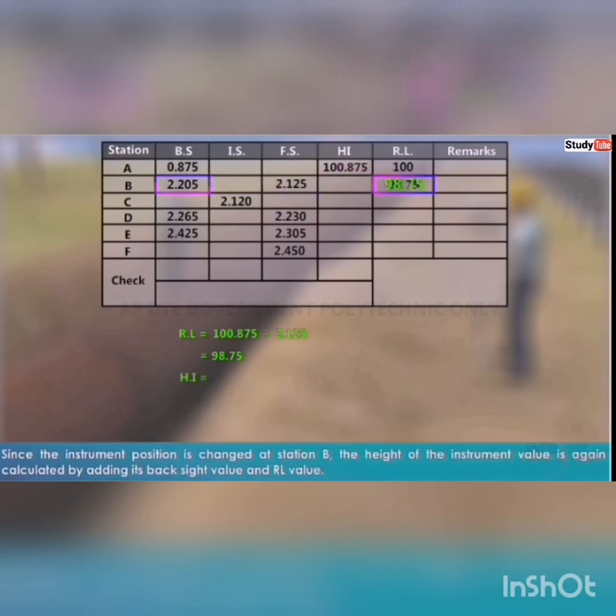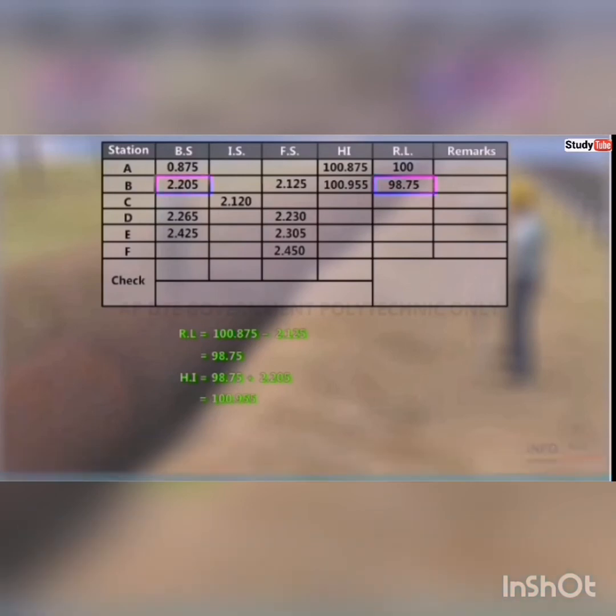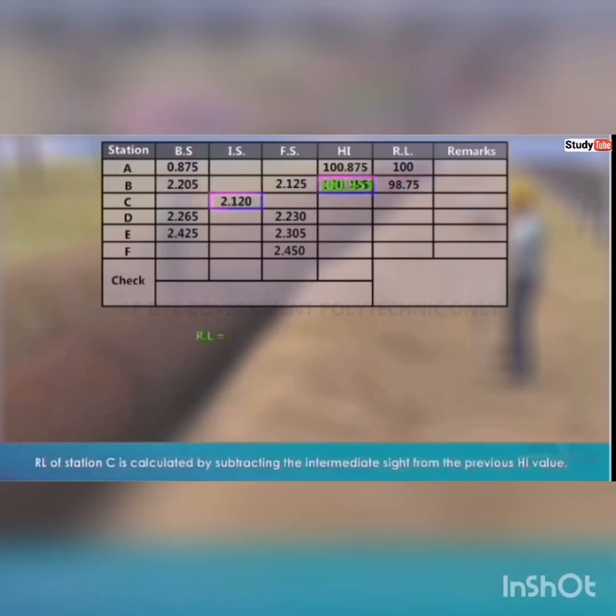Since the instrument position is changed at station B, the height of the instrument value is again calculated by adding its backside value and RL value. RL of station C is calculated by subtracting the intermediate sight from the previous HI value. Similarly, RL of station D is calculated.